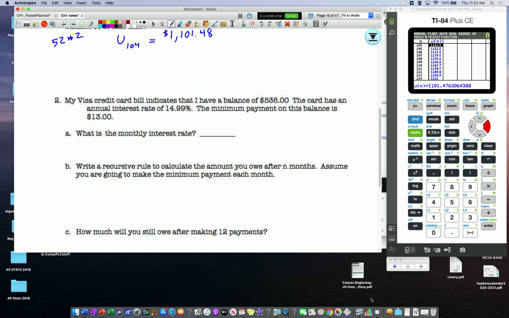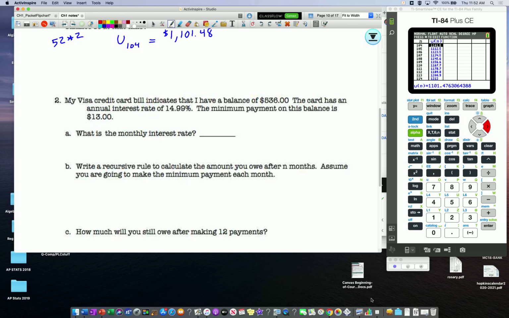All right, so just to show you how it works. It says, my Visa credit card bill indicates that I have a balance of $536. So I've charged a bunch of things, $536 worth. The card has an annual interest rate of 14.99%. Yeah, credit cards can be even like 20, 21, 22%. Really, really high. All right, so it says the minimum payment on this balance is $13.